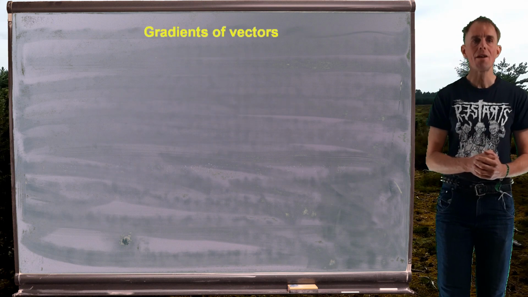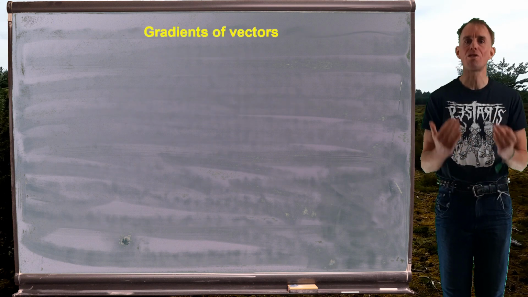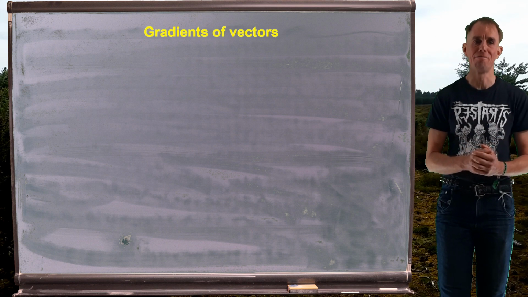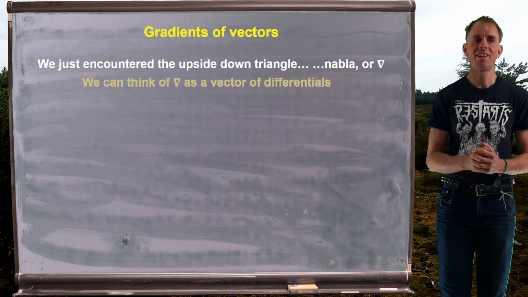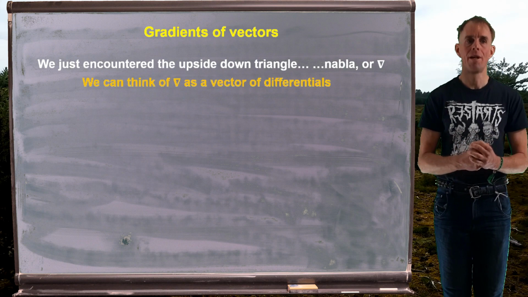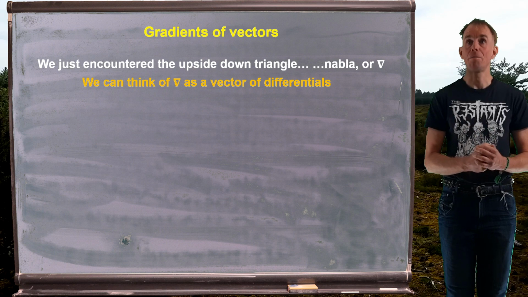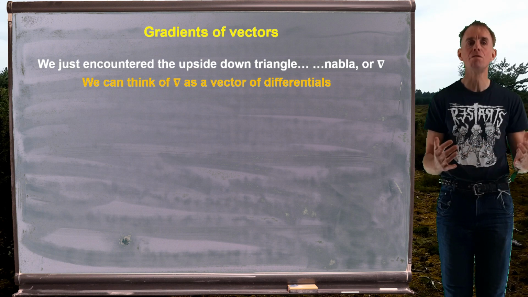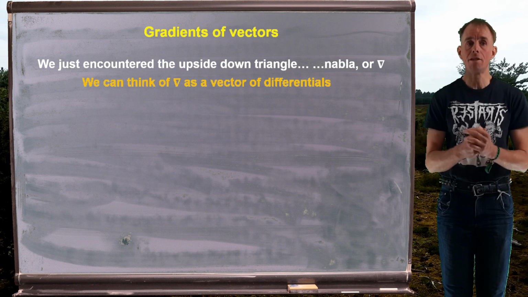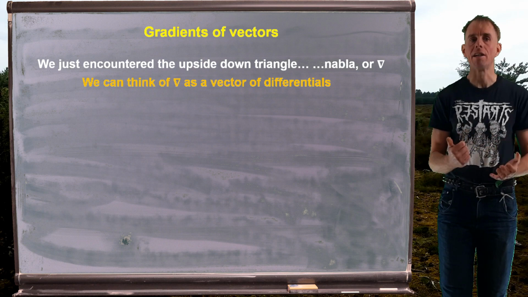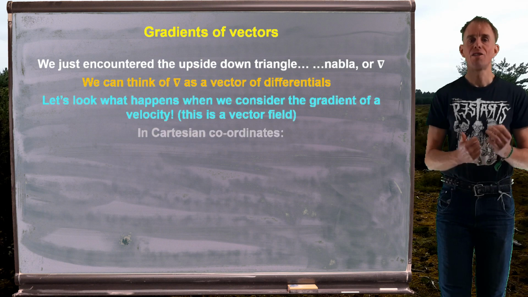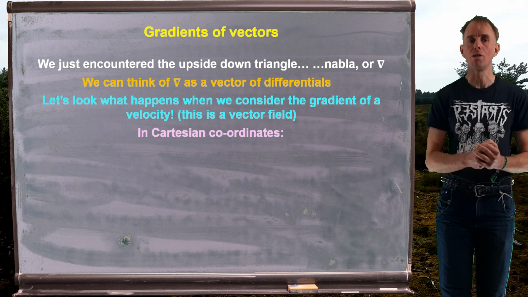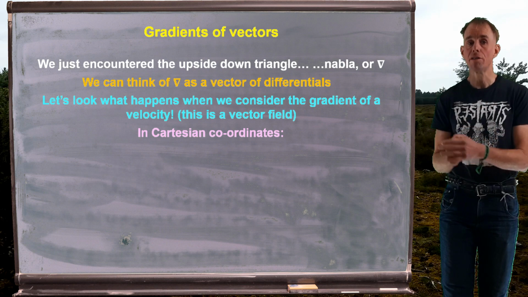So we can take gradients of not only scalar quantities, but we can take gradients of vector quantities as well. So let's explore this a little bit more. We've just encountered the upside down triangle, grad or nabla or del. It goes by a number of different names. And we've just said that we can think of nabla as a vector of differentials. So let's see what happens when we consider this vector of differentials operating on a vector field.